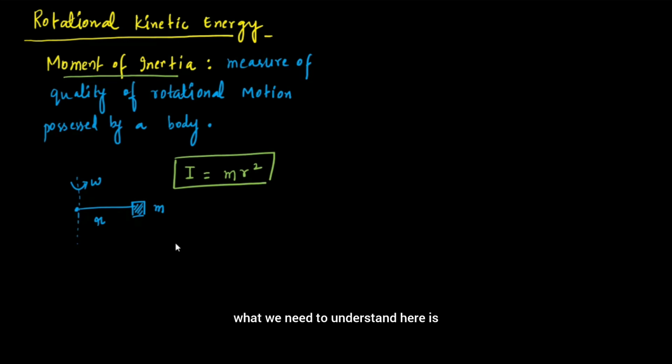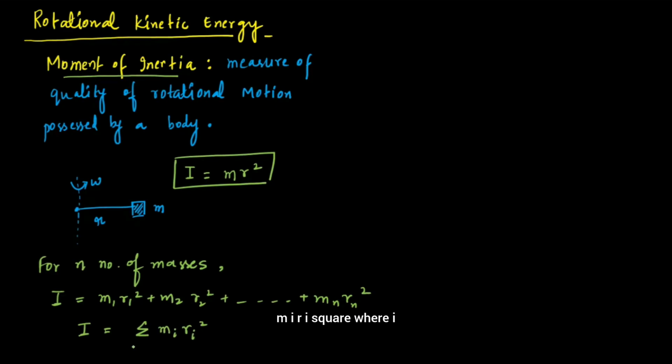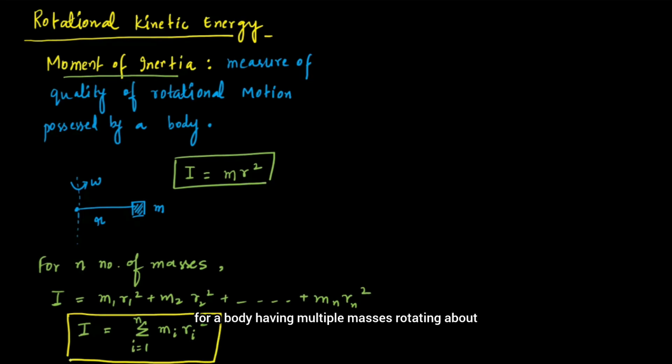What we need to understand here is for n number of masses, like if the system has so many masses, in that case, moment of inertia can be written as m1 r1 square, m2 r2 square, and this will go on up to mn rn square. The moment of inertia as a whole we can write as summation of mi ri square, where i lies from 1 to n. So this is what we write for moment of inertia for a body having multiple masses rotating about a fixed axis of rotation.